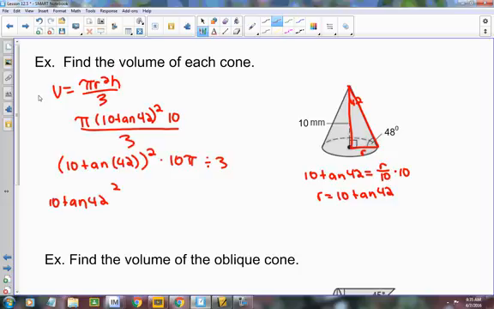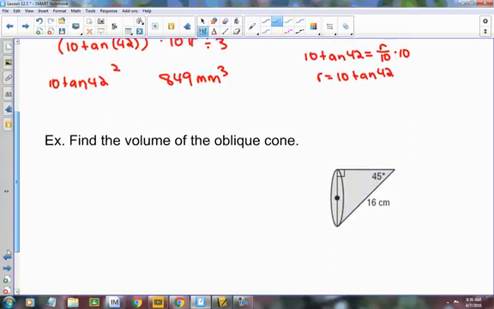Well, let's see what the answer will be here. 10 tangent. I get 849. Millimeters. Any questions on what I did there?